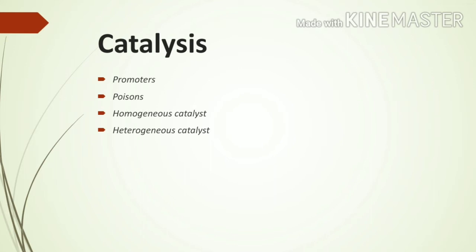Then we can go to another example, the preparation of ammonia by the Haber process. In the Haber process, iron is used as catalyst. The reactants are in gaseous form and the catalyst is in solid form. So it is an example of heterogeneous catalysis.